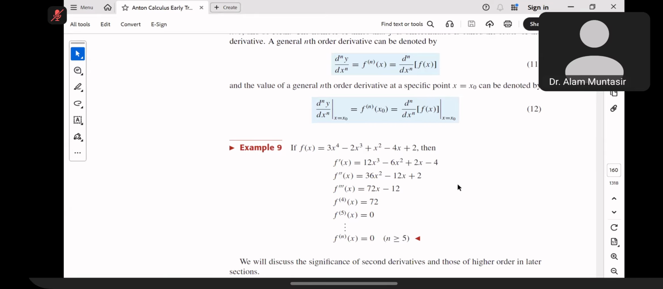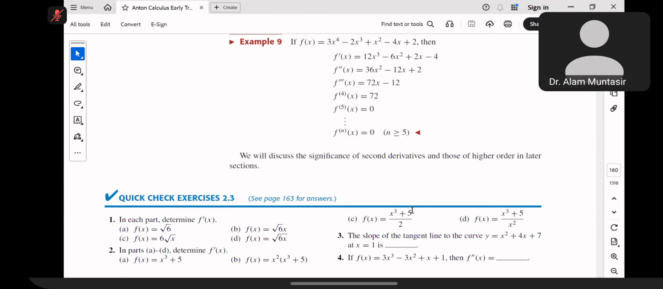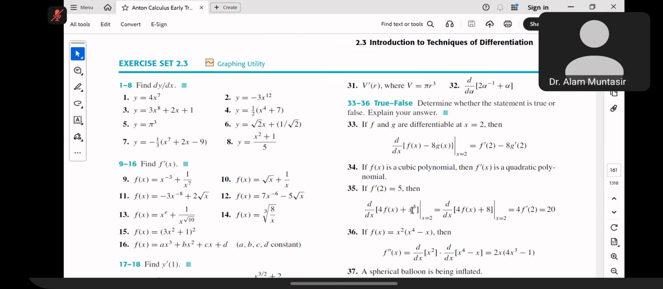Now example 9 is an example of successive differentiation, or you can say the differentiation of the function successively. First differentiation, second differentiation, third, fourth, fifth, and up to nth differentiation, or nth order differentiation. So we are done with this chapter.